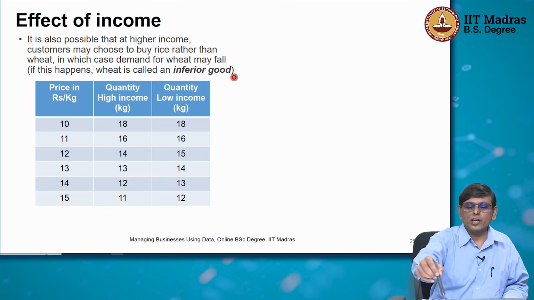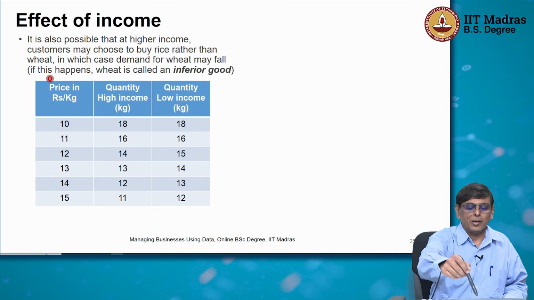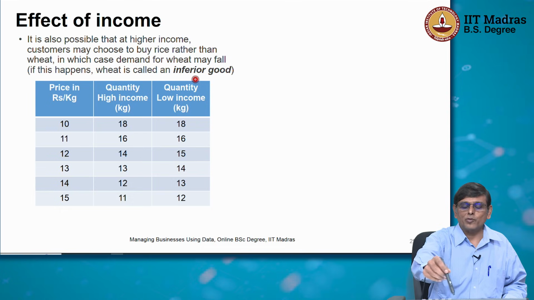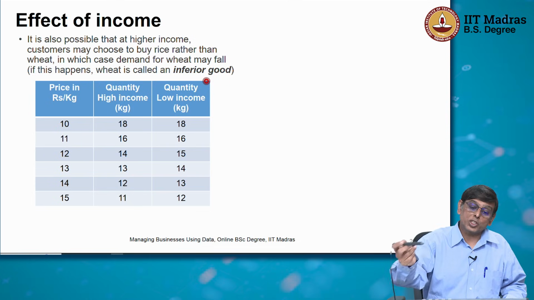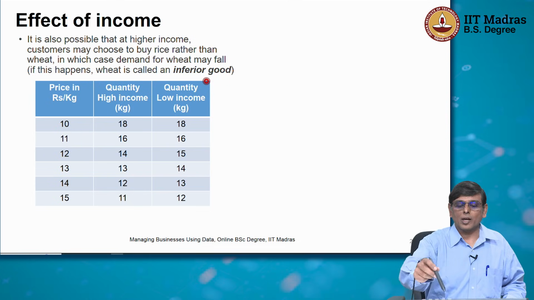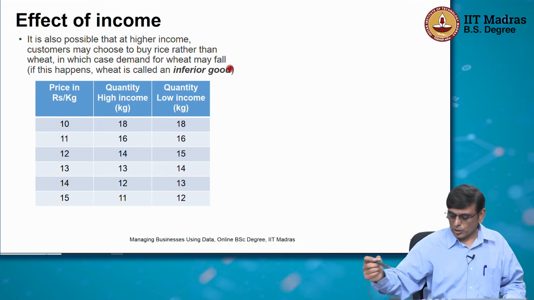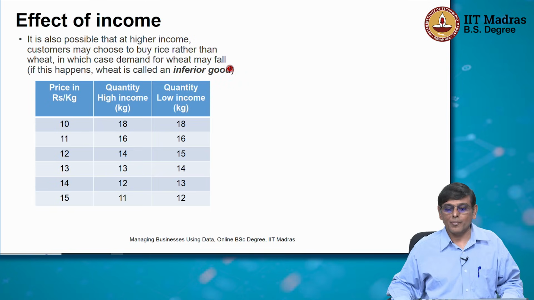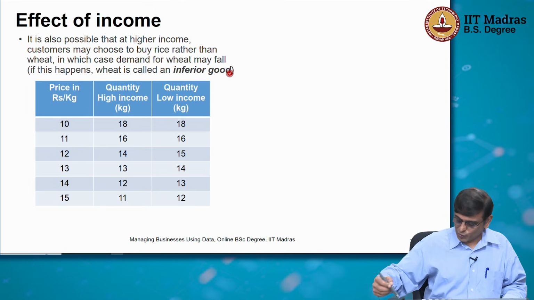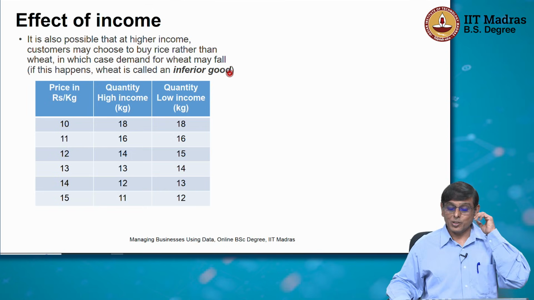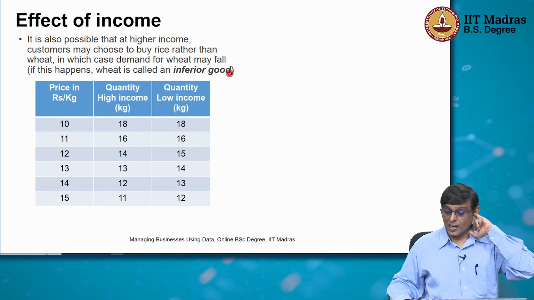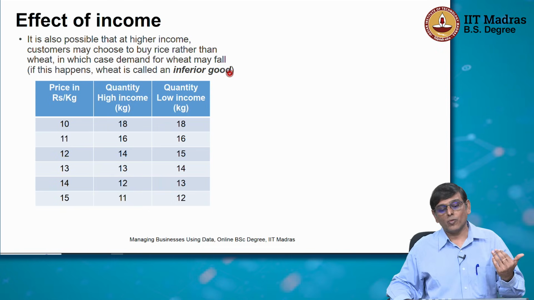In which case, wheat is called an inferior good. Okay, it's called an inferior good. I'm just taking it as an example. It's not that wheat is inferior or anything. I'm just saying that if it turns out that people switch from wheat to rice when their income goes up, then wheat is called an inferior good compared to rice, right? I'm not therefore saying that wheat is inferior and rice is superior. I'm just saying that in this example that we have taken, it could so happen that people replace wheat by rice.